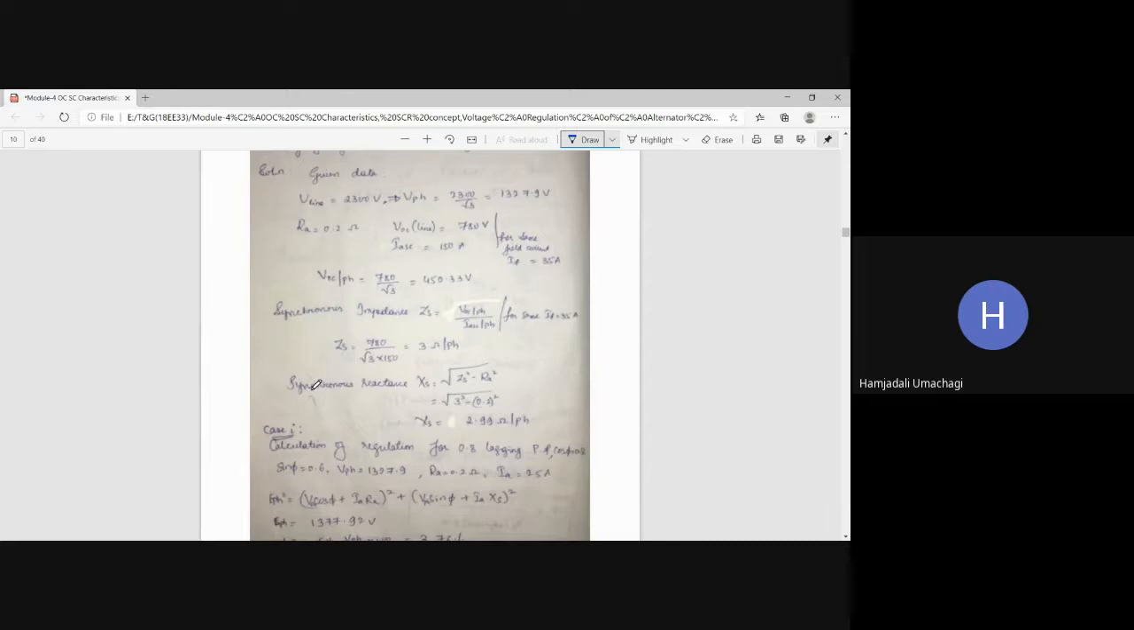And now calculate the synchronous reactance XS. Synchronous reactance XS is given by square root of ZS square minus armature resistance RA square. So ZS value is 3, that is 3 square, minus RA value is 0.2, that will be 0.2 whole square. Then if you compute the value of XS, XS value will be equal to how much? Operate and tell me.